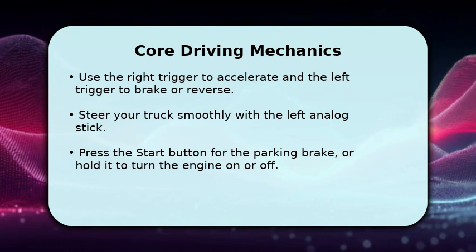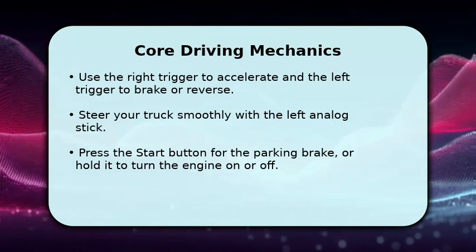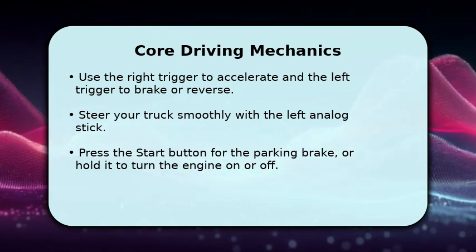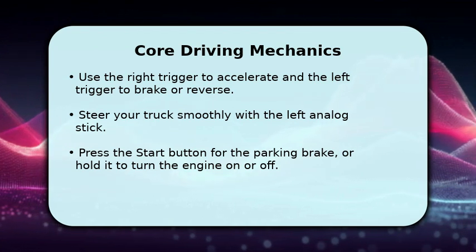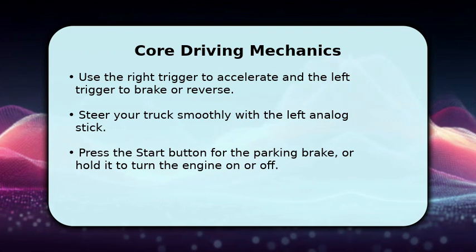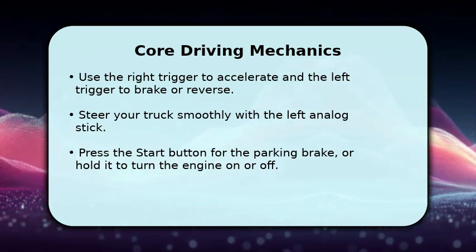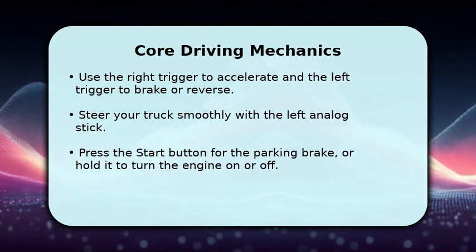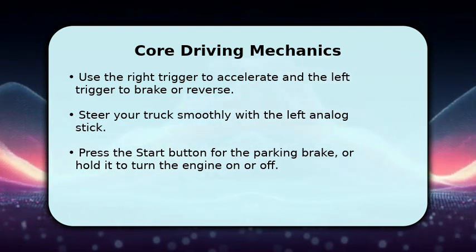The right trigger controls your acceleration, while the left trigger handles braking and reversing. Use the left analog stick for precise steering, guiding your truck through every turn. A quick press of the start button engages the parking brake, perfect for stops, and holding it down will turn your engine on or off. Don't forget to signal your turns with the left and right bumper buttons for safe driving.